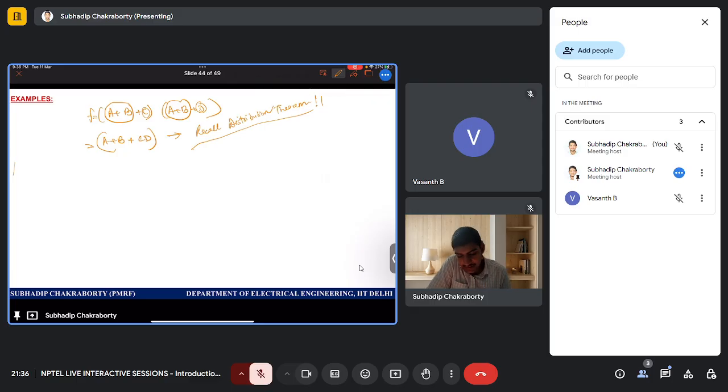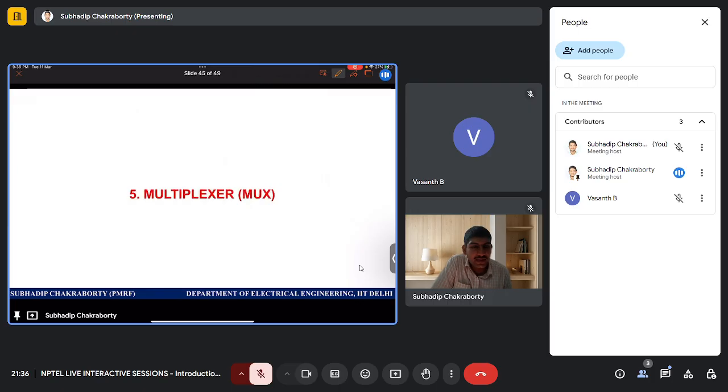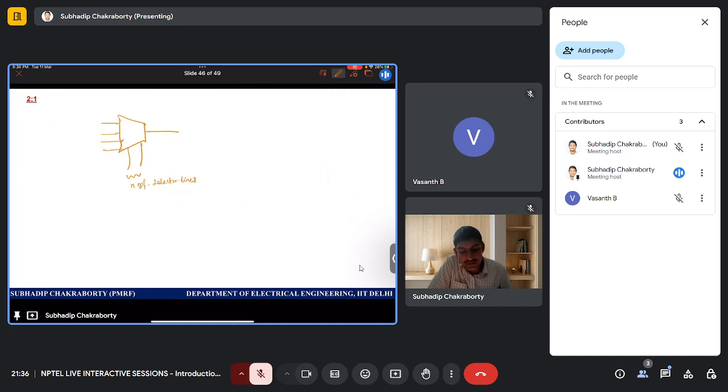Okay, understood? Just the application of the distribution theorem. And then if you remember, we have the multiplexer. A multiplexer is nothing but the use of selector lines, let's say n number of selector lines, to select one of the inputs to one output. So this is the output, this is the input, and how many inputs?